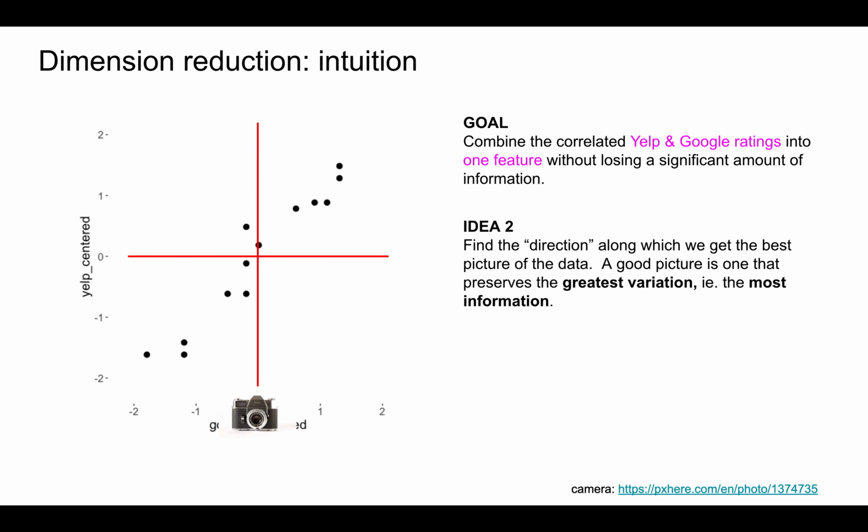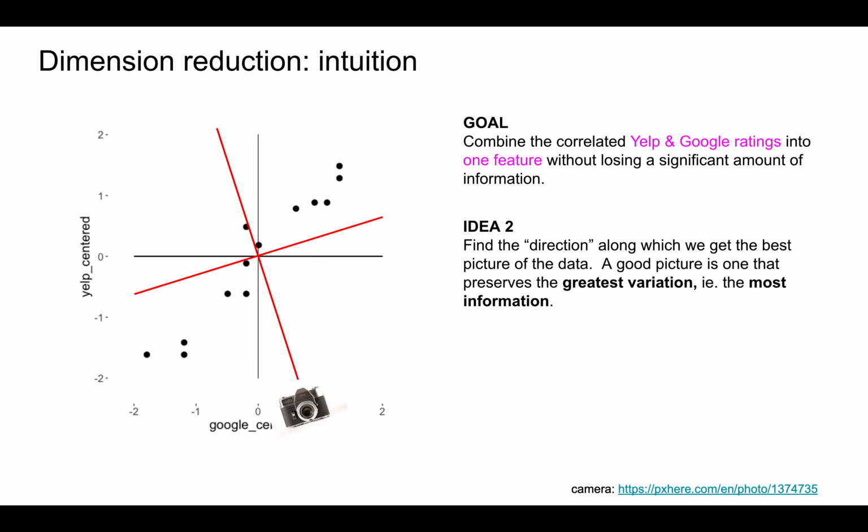So let's consider a more careful idea. Instead of simply kicking out one of our original features, we can find the direction along which we get the best picture of the data. Now, a good picture is defined to be one that preserves the greatest variation, or the most information, in the restaurants.